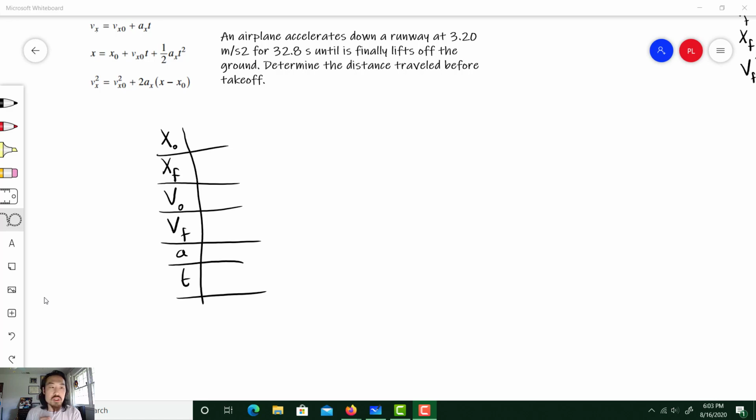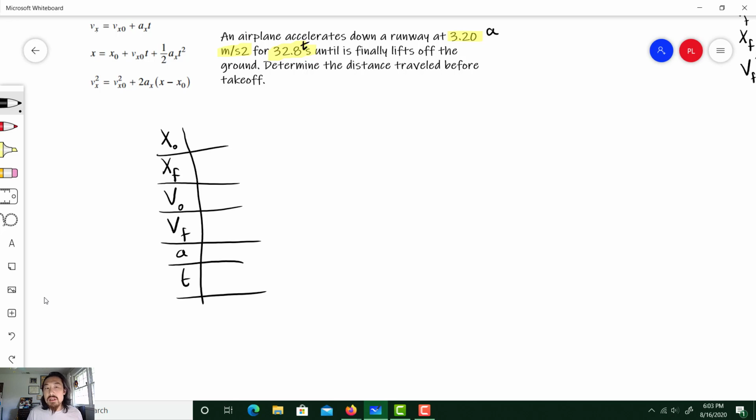Alright, a couple of strategies. One, I like to highlight any piece of information that they give you with numbers and units. So the first one is the 3.2 meters per second squared. Okay, so highlighting that, and not only am I highlighting it, I'm going to write down what that tells us. Okay, if it's meters per second squared, that tells us the acceleration. Next, 32.8 seconds. Okay, units seconds, that tells us the time.